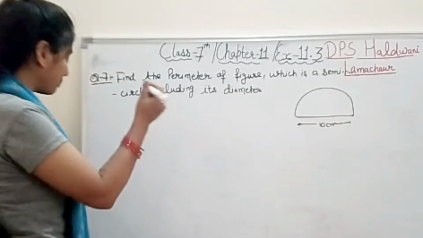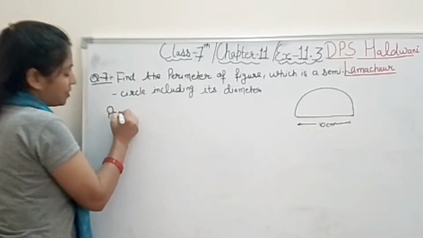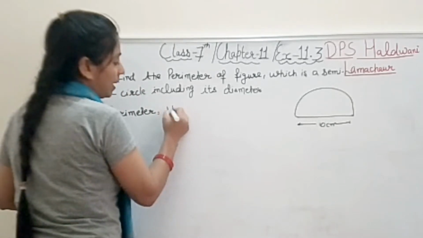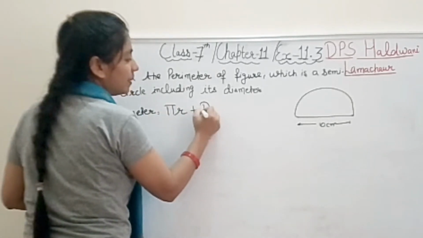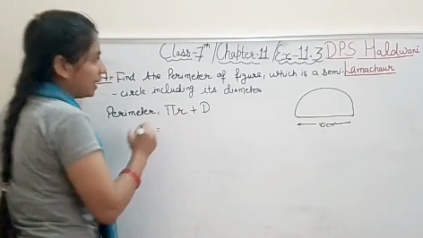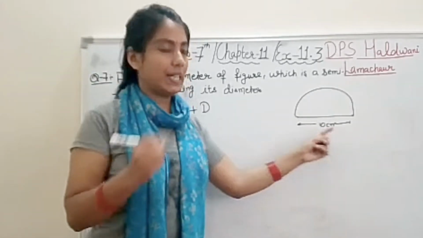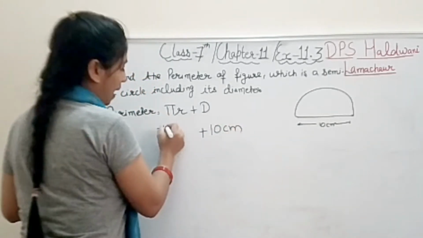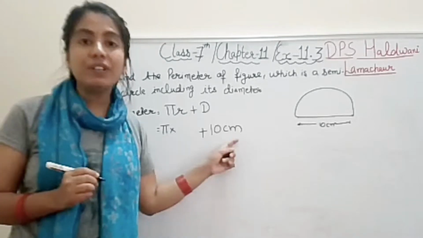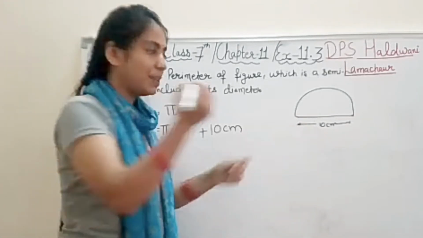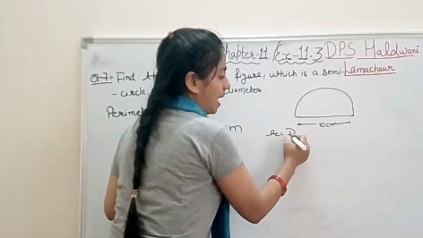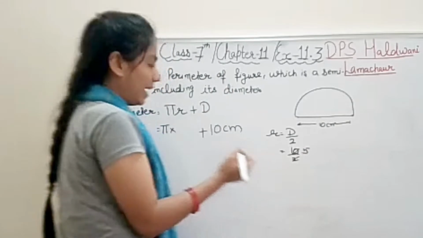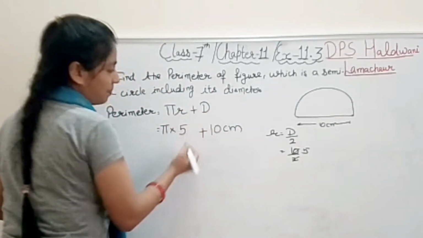Right? So let's start. As we know, the perimeter of a semicircle is what? Pi r plus d, where d is the diameter. So, student, the diameter is given to you as 10 centimeter. And pi, r we don't know. So how will we find r? With the help of this diameter, because we know the radius is half of the diameter. So 10 by 2 is 5 centimeter. Right? So r is 5 centimeter.